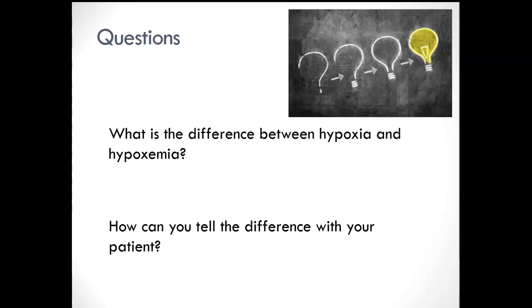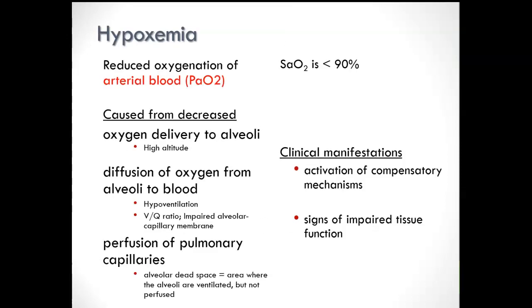Okay, so see if you can tell the difference between hypoxia and hypoxemia. Remember, hypoxia is out in the tissues and hypoxemia is in the blood. So these are pretty closely related. So hypoxemia, emia is blood, hypo is low, ox is oxygen, right? So SaO2 is less than 90%.